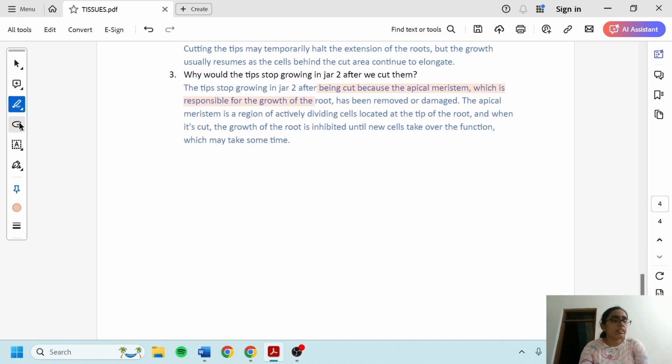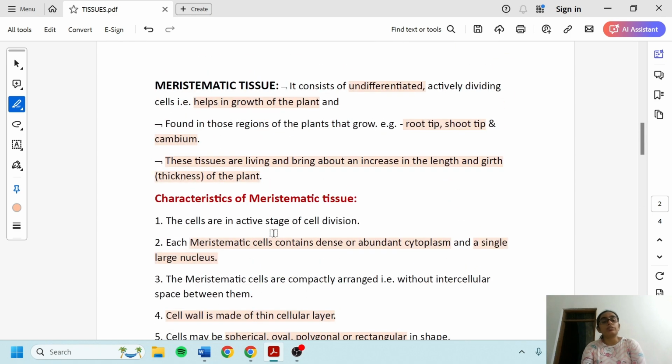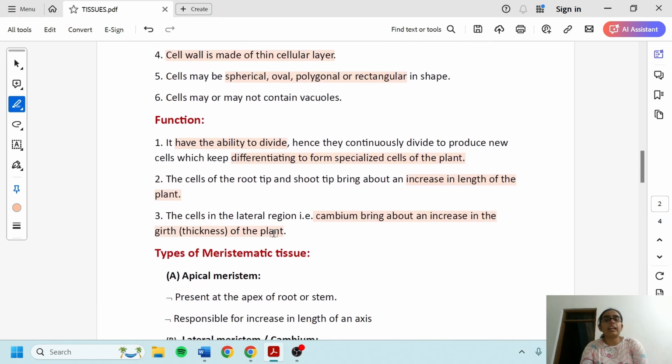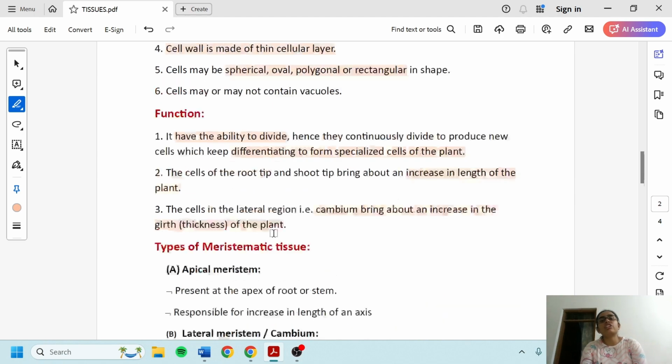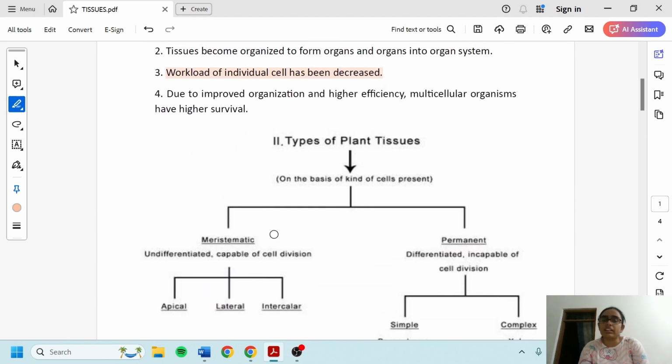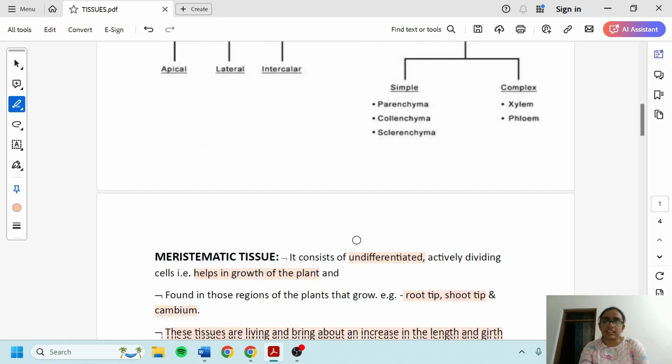Now, there would be some questions like, what do you understand by the term tissues? Explain meristematic tissue. Differentiate between meristematic and permanent tissues. I will be teaching you permanent tissues in our next lecture.